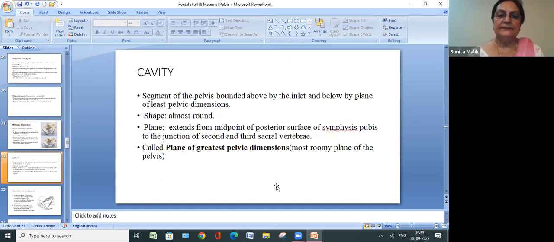Now coming on to the cavity. Cavity is the segment of the pelvis bounded above by the inlet and below by the plane of least dimension. Shape is almost round. It extends from the midpoint of the posterior surface of the symphysis pubis to the junction of the second and third sacral vertebra. So this is the area of the cavity, and this is the roomiest because it's 12 centimeters all around. It's also known as the plane of greatest pelvic dimension.